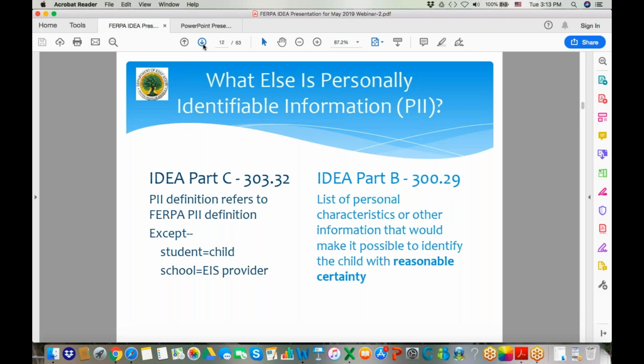And for those of you who are in the early intervention world, you may have programs that also have to comply with HIPAA. And as you know, unlike our educational statutes, which protect personally identifiable information, HIPAA protects something called PHI, or personal health information. So we're not going to talk about PHI today, but I wanted to make sure folks understand that PII is what we're talking about today. Next slide, please.